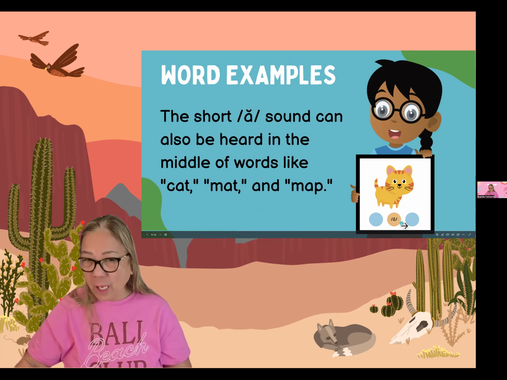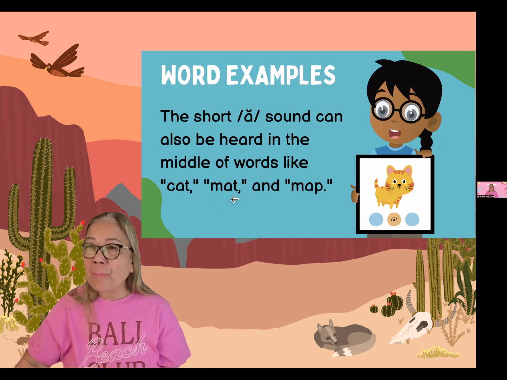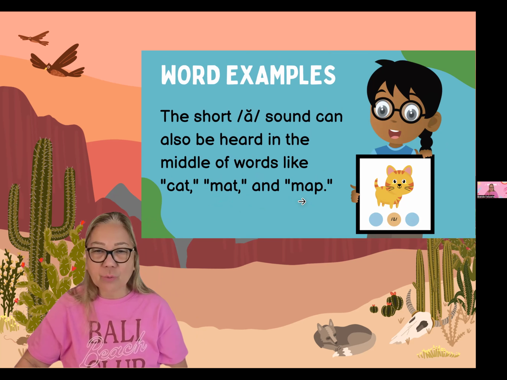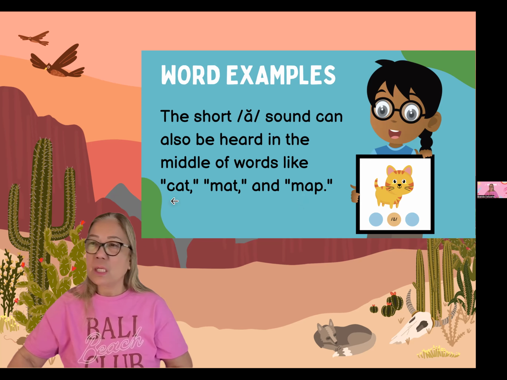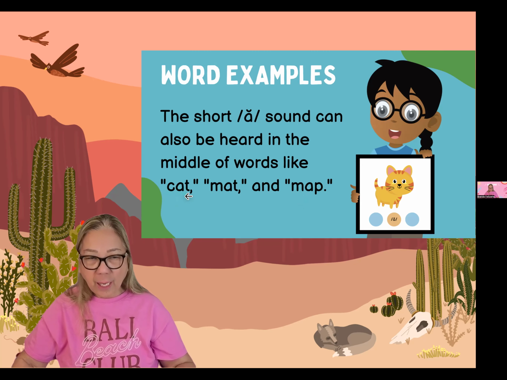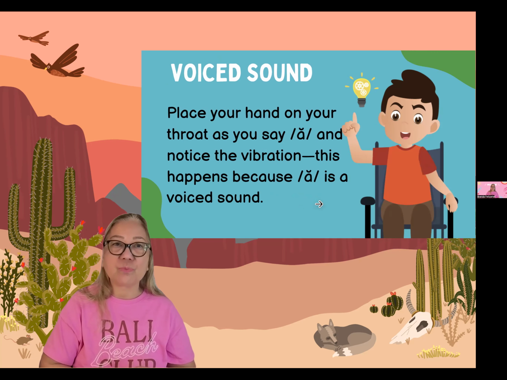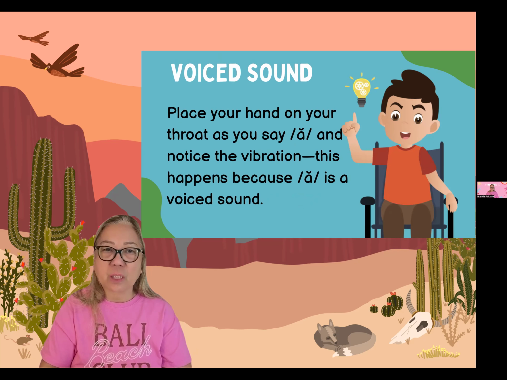At, cat. If I have a mat here, I would say mat. If I have a map here, I would say map. All right. So we will read the three words here. You have cat, mat, and map. Let's move.